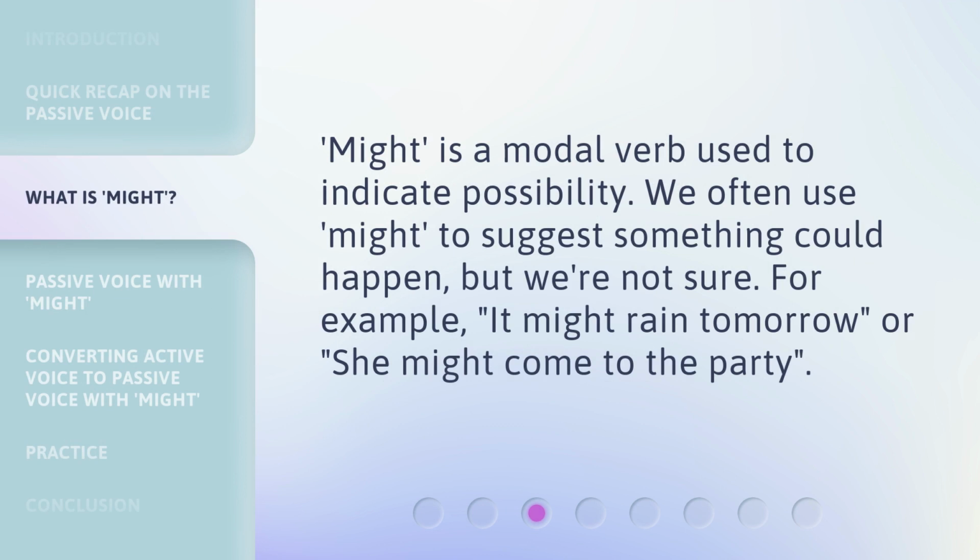Might is a modal verb used to indicate possibility. We often use might to suggest something could happen, but we're not sure. For example, it might rain tomorrow, or she might come to the party.